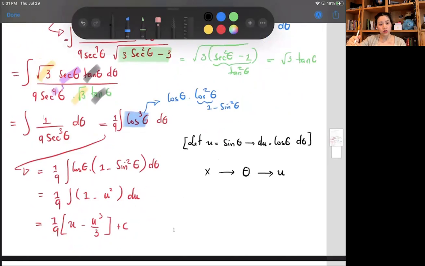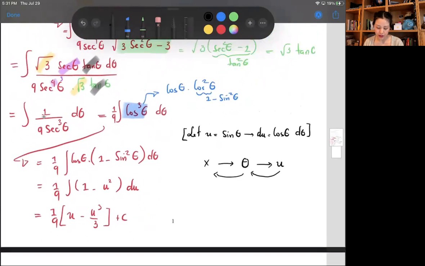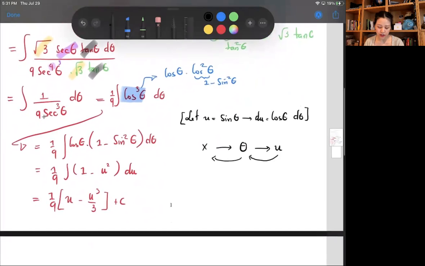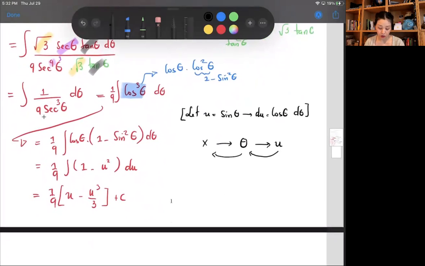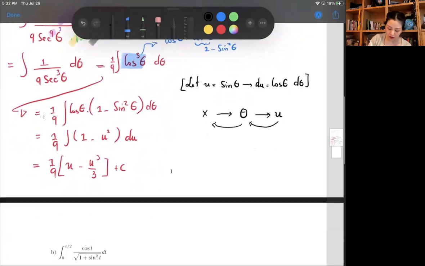So in order to get back to x, we have to go through the steps again. From u, you have to go back to theta, and then from theta go to x. You're going to keep track of the variables here. Now I had to bring things back into theta, and then from theta to x. So this is 1/9.